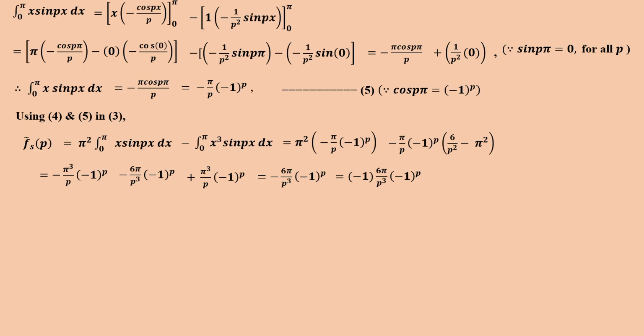Minus can be written as (−1), right? Both are same. Minus 1 into something is equal to minus, right? So grouping (−1)^p and minus 1, the answer is 6π/p³ [(−1)^p + 1].